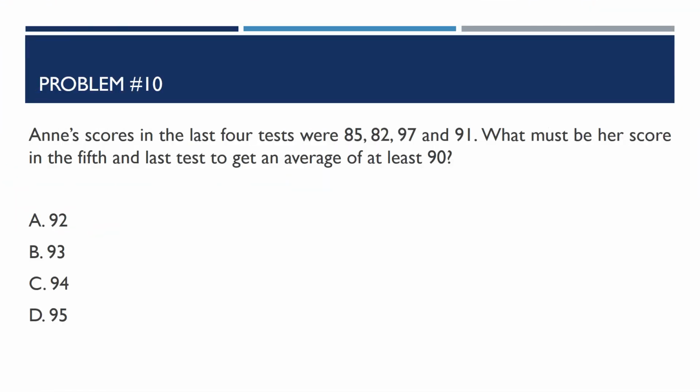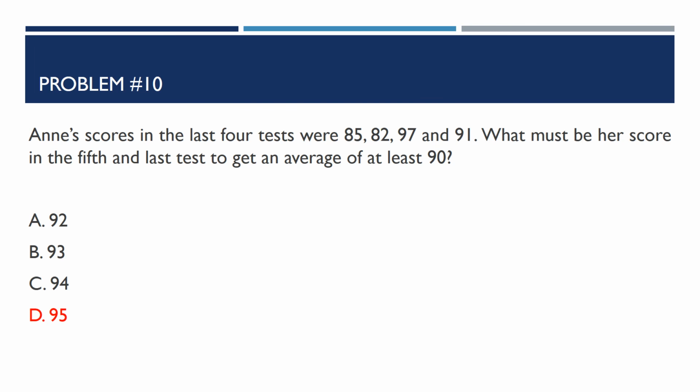So problem number 10. Anne's scores in the last 4 tests were 85, 82, 97, and 91. What must be her score in the 5th and last test to get an average of at least 90? So let's find the answer. So the answer for this problem is 95. So how did we get 95?